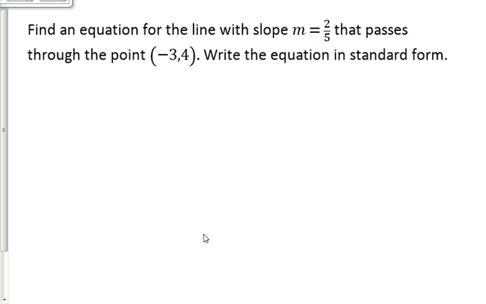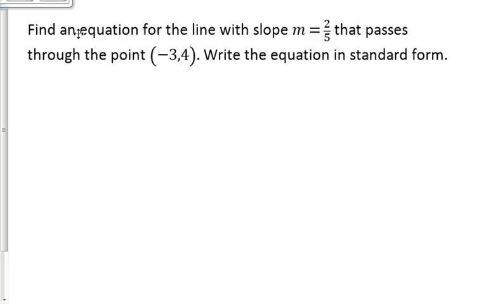Okay, so now we're going to do a little curve fitting. What we're going to do is linear curve fitting. Our goal here is to write equations for lines that are going to be described. So let's take a look at this example here.